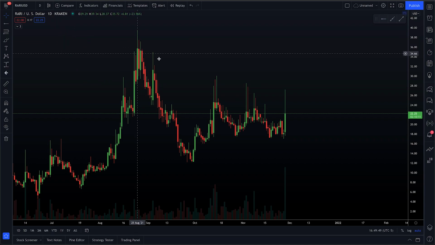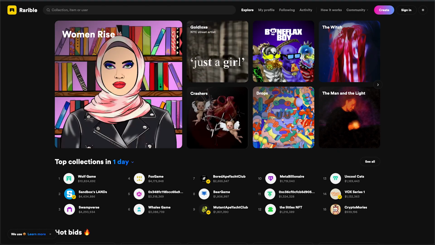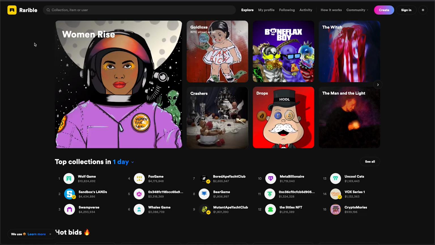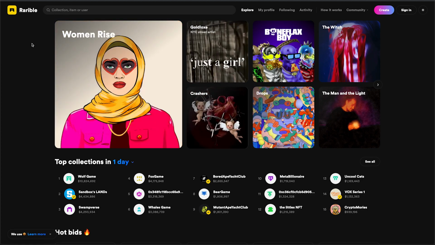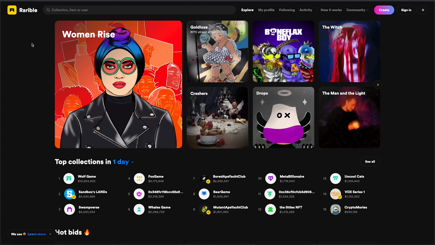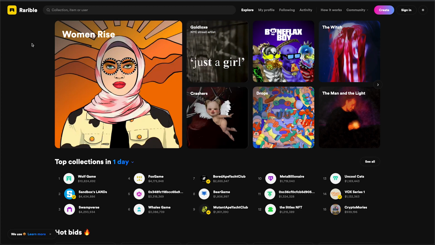But before we get into it, I want to give a little background on what Rarible coin actually is. If you come on over to rarible.com, this is essentially an NFT marketplace. If you don't know what NFTs are, I would encourage you to go do some research on that. It stands for non-fungible token, right?